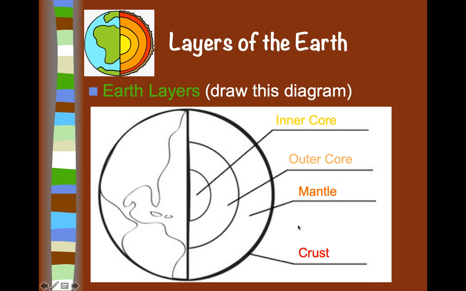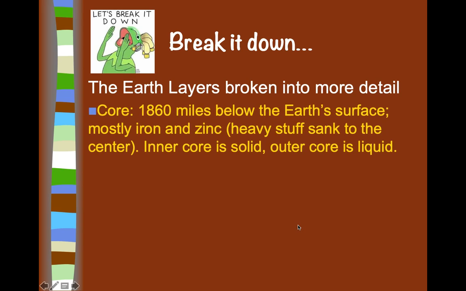Now let me give you a little bit more detail about these parts. The core is 1,860 miles below the Earth's surface. It's mostly iron and zinc because those things are really heavy, so they sink to the center. The inner core is solid and the outer core is liquid. The stuff that was really heavy, super dense, smashed to the middle, is still solid. But on the outside, right around the inner core, that part is liquid.